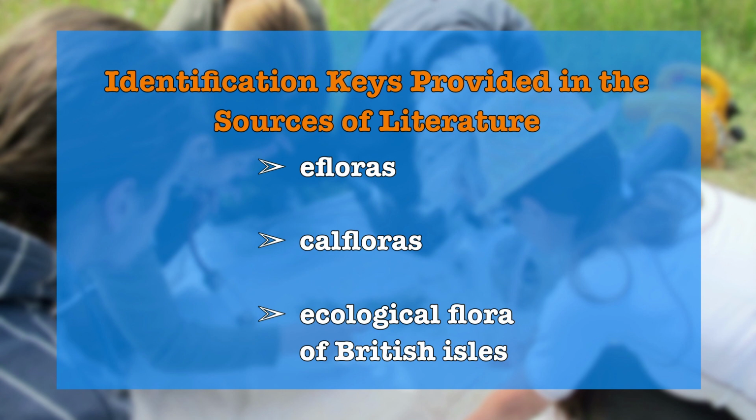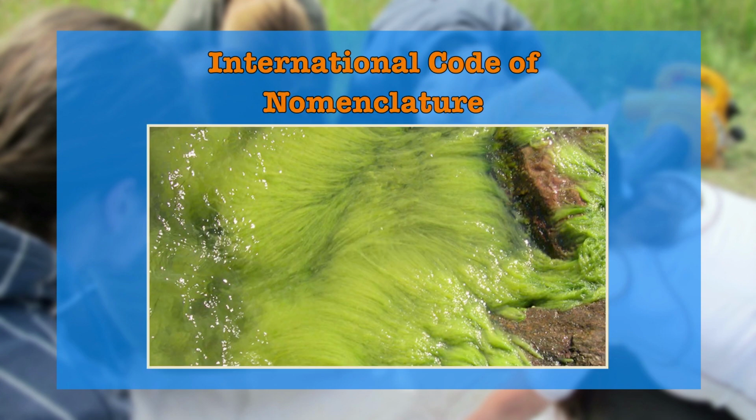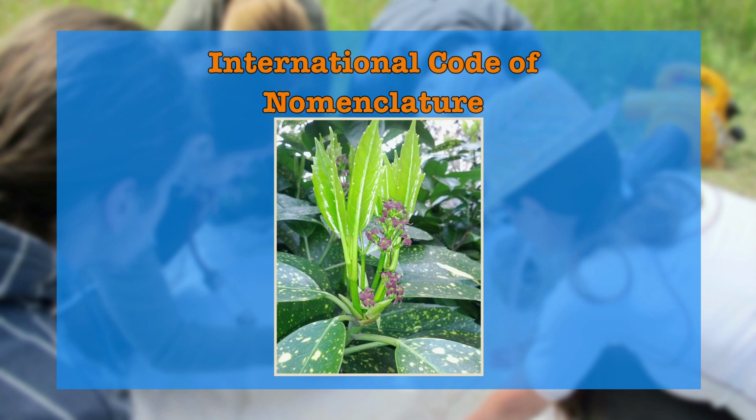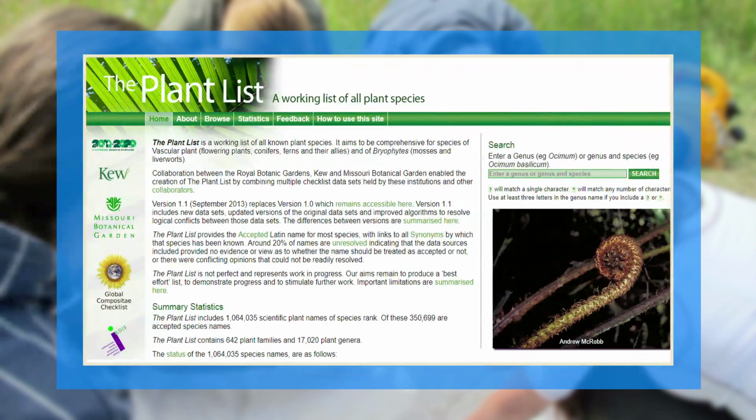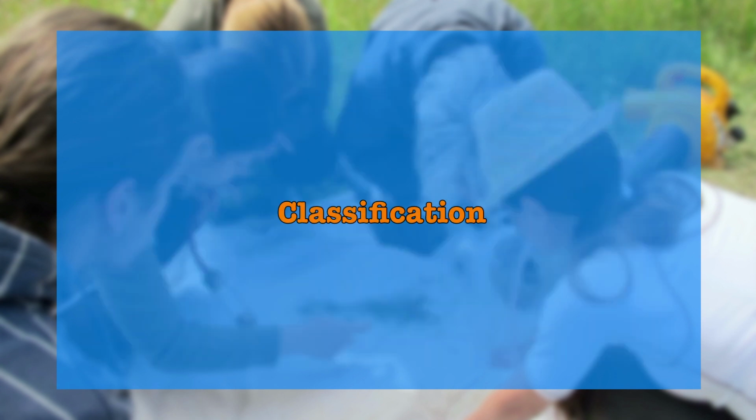correct identification. Nomenclature. Nomenclature deals with the determination of correct name for a taxon. The nomenclature of plants is governed by the International Code of Nomenclature for Algae, Fungi and Plants through its rules and recommendations. The online database The Plant List will be used for verifying the spelling and correct author citation of all the plant species documented.